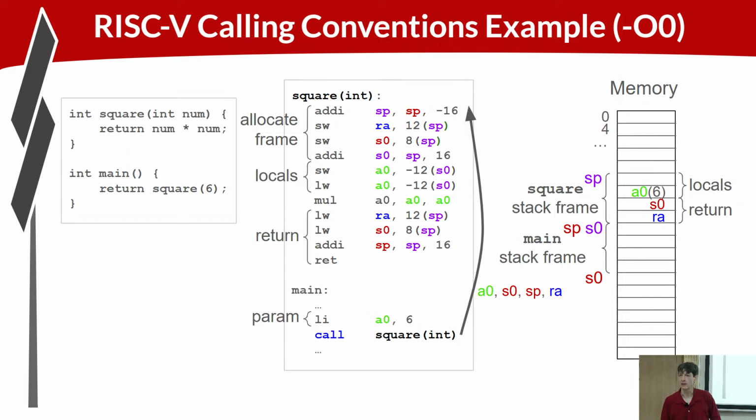Sorry, I didn't catch all of that. Oh, this arrow here? This arrow is representing the actual call, right? So when we do the call, we're updating the PC to point to the beginning of this. The arrow is representing the update to the program counter. In this case, we're starting with main, and then we do the call. That takes us up to the square function.